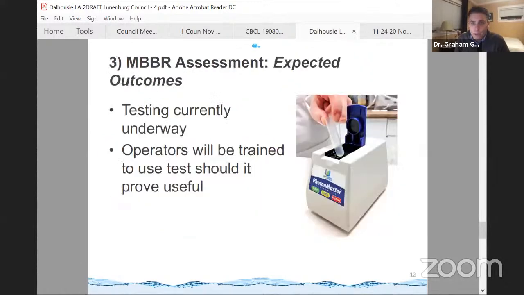So we are currently underway using the ATP test kit. One of the reasons why we want to use this is that it's a very simple test that other operators, we know, can use; we've trained operators at pulp wastewater mills and at municipal wastewater plants. So this should be very useful, hopefully, for the Lunenburg operations team as well. So next slide, please.